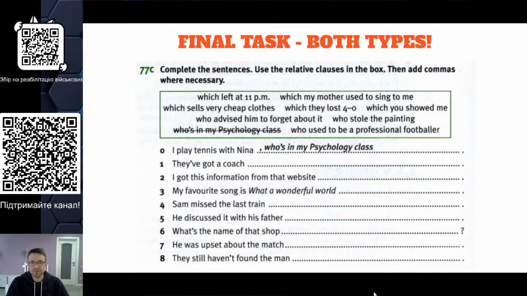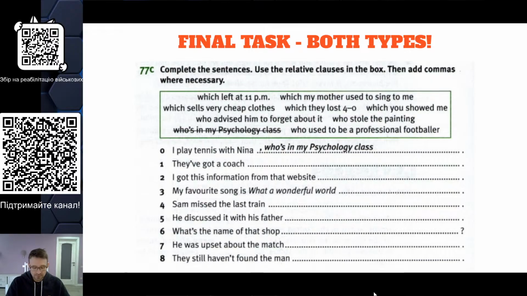Now number three, here we should have my favourite song is What a Wonderful World. Obviously the continuation is which my mother used to sing to me, but in this situation we do need to use a comma, because my favourite song, What a Wonderful World, is a grammatically correct sentence. The sentence makes sense as it is. It's logical, it's all good, and so that's okay.